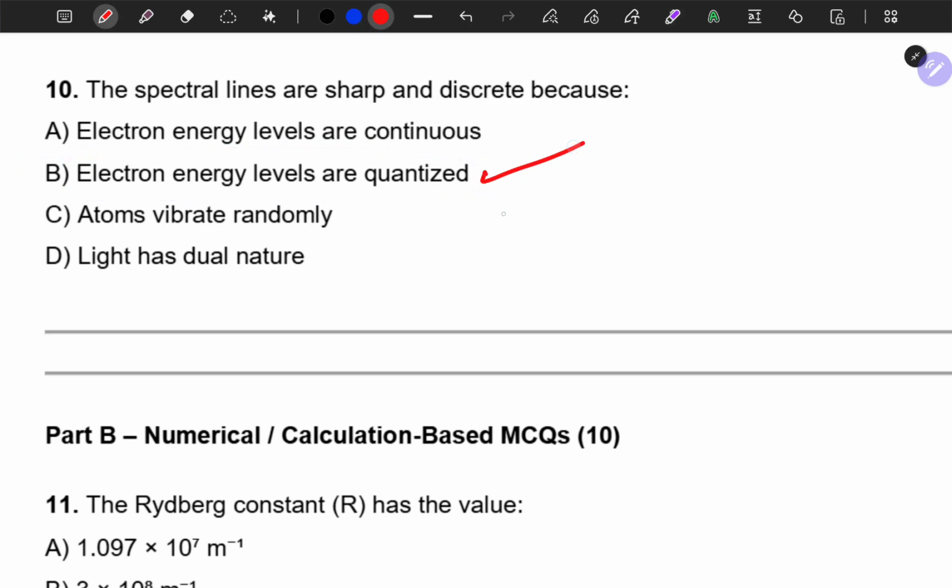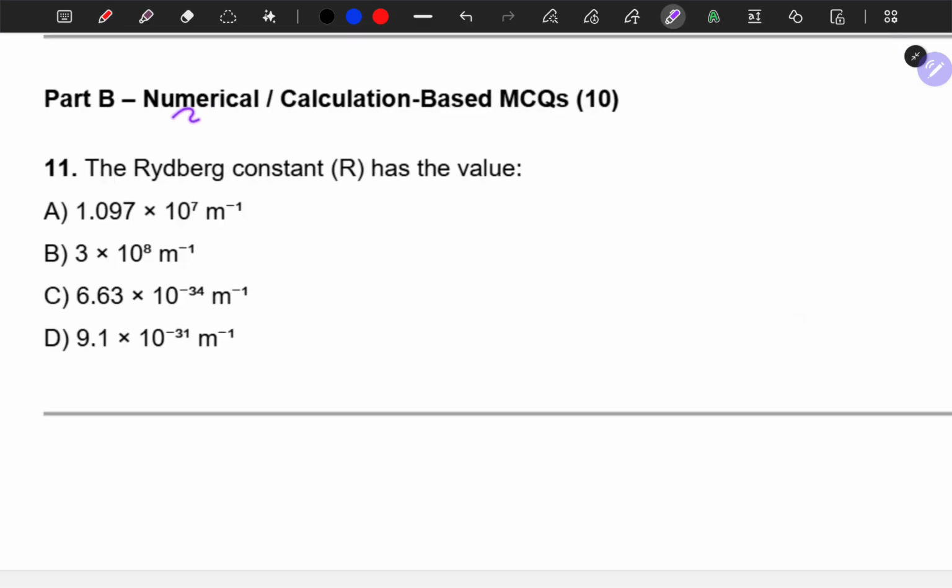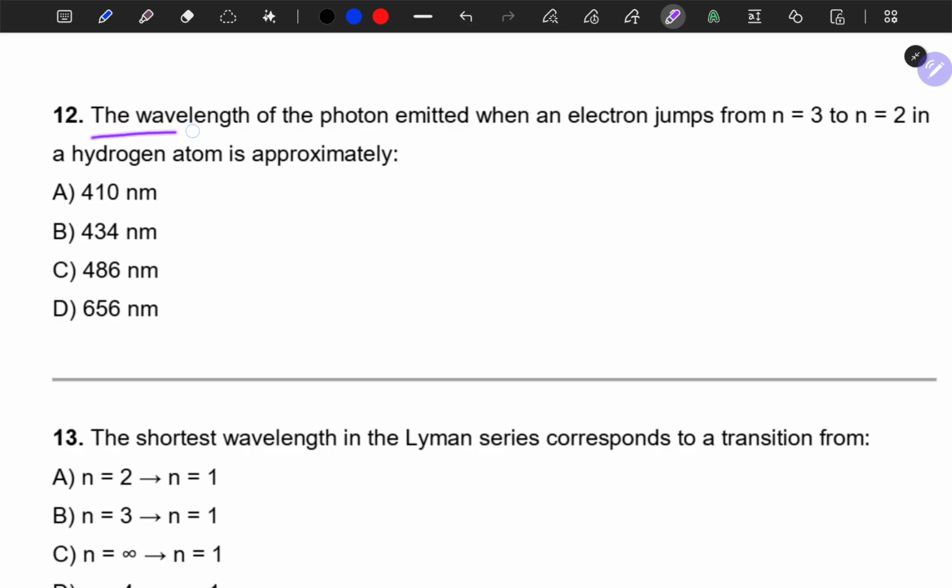I will mark this. Now coming towards some calculative and numerical MCQs, because we also have to face these kinds of MCQs. The first question is: the Rydberg constant R has a value. This is just a memory-type question, and here the correct option is option A, 1.097 times 10 raised to power 7 per meter. Question number 12: the wavelength of the photon emitted when an electron jumps from 3 to 2 in a hydrogen atom is approximately, the options are given.